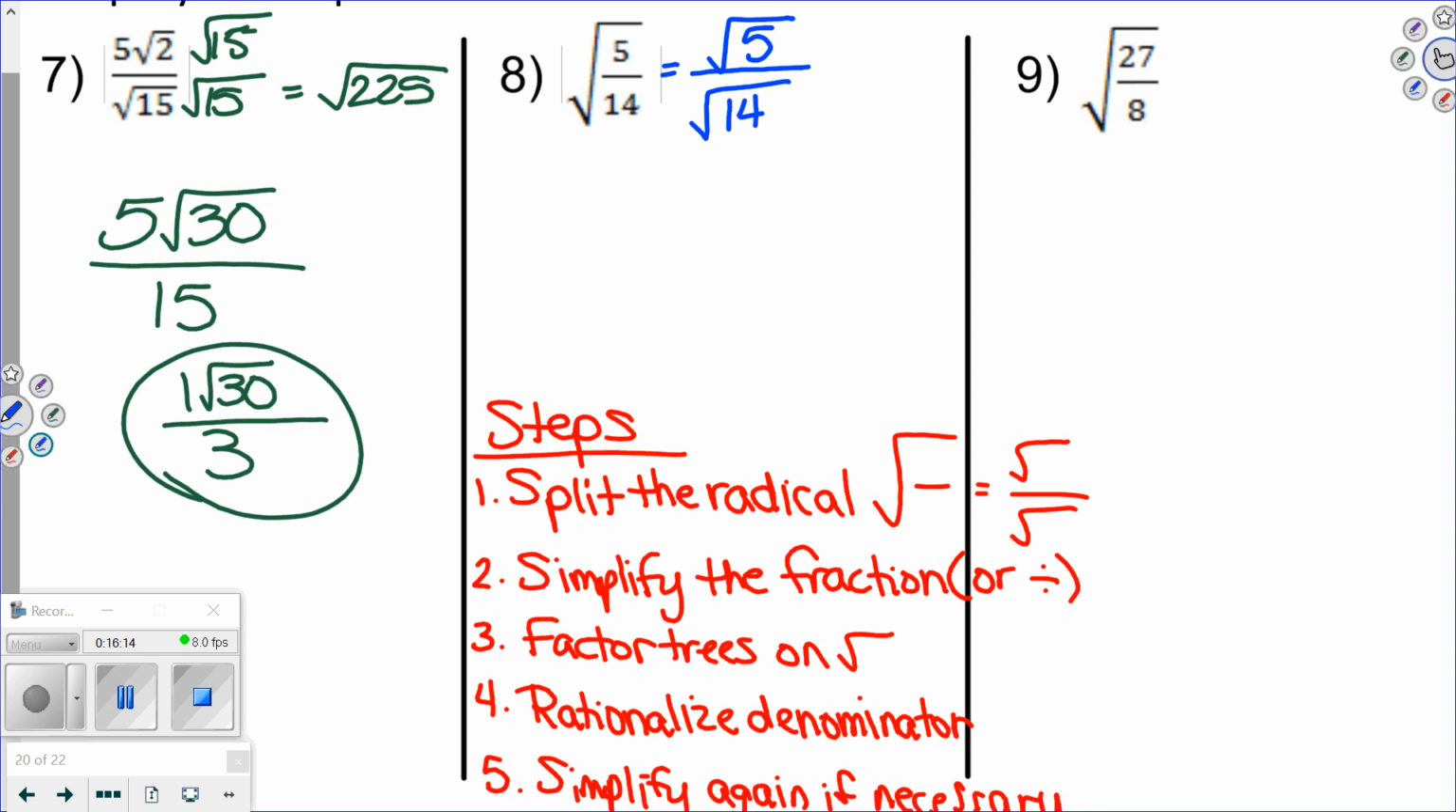Next thing I'm going to try to do is simplify my fraction or divide the numbers, whatever we're looking at here. Does 5 over 14 simplify at all? No, it doesn't. They're both under radical, so I could try, but in this case they don't. Factor trees on the radicals. If I do a factor tree on 5 or 14, do I find any pairs? No. Do I need to rationalize my denominator? Yes, because there's a radical still sitting there. So then I'll multiply top and bottom by radical 14. What's radical 5 times radical 14?